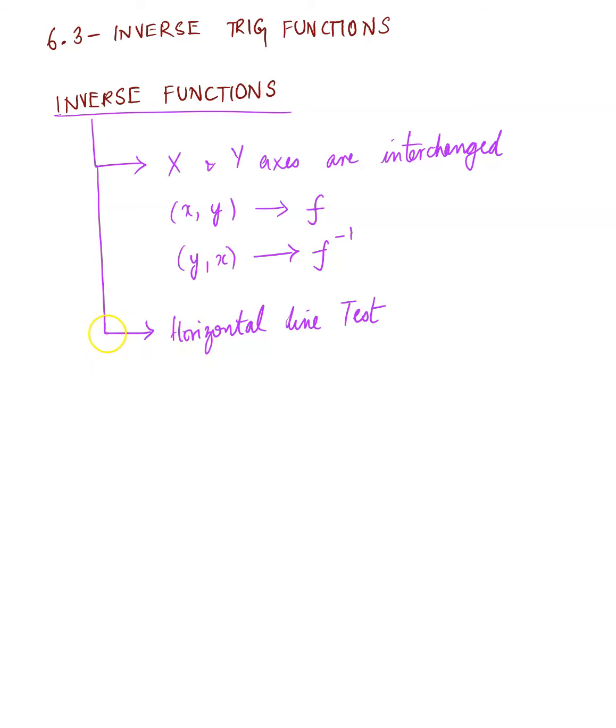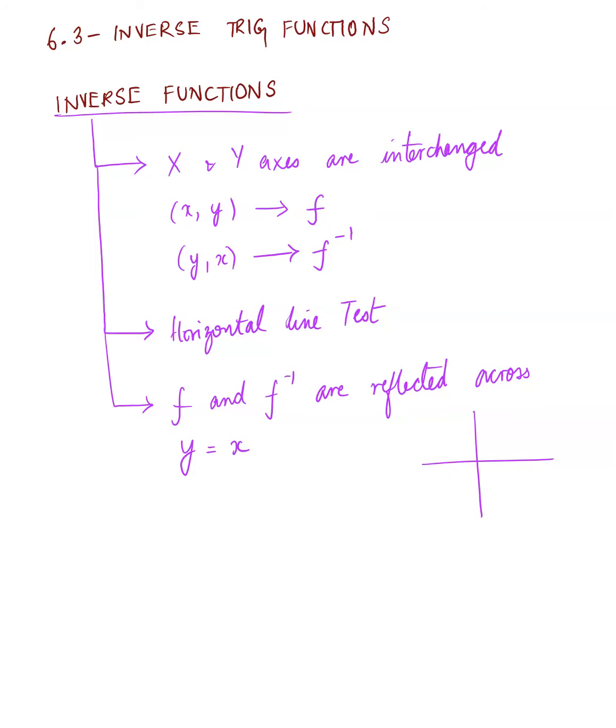And you know that when you are trying to graph, f and f inverse are reflected across the y equals x line. So it's like a mirror was placed along y equals x. You know, y equals x would be the diagonal line. So if you had a graph like this, then you would have a graph like this, so that they are mirror images of each other. So you got your inverse functions reviewed here.